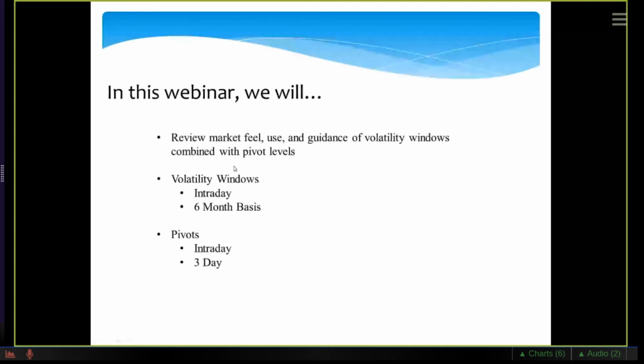So two types of volatility windows we look at: intraday volatility windows, which are used on an intraday basis based off of each session. So today, yesterday, every day has its own volatility windows, and 6-month volatility windows, which are based off of the first half of the year and the second half of the year. These are used for longer term macro bias and swing trades. And we're also going to apply the pivots, intraday pivots. Again, same thing on an intraday basis.